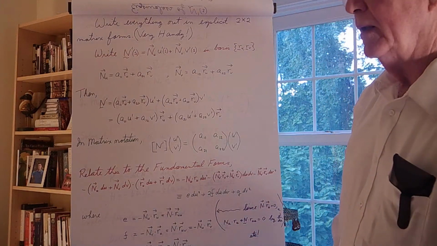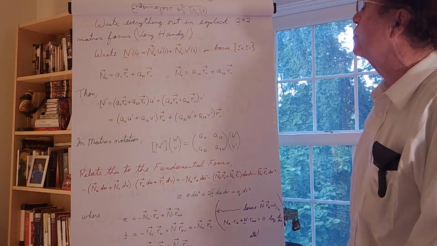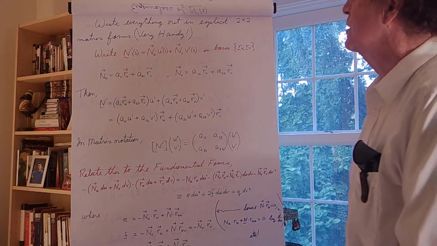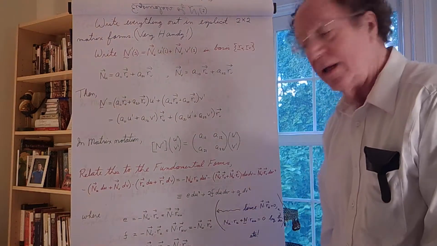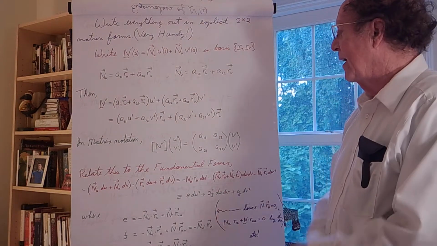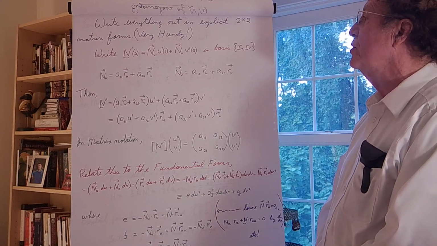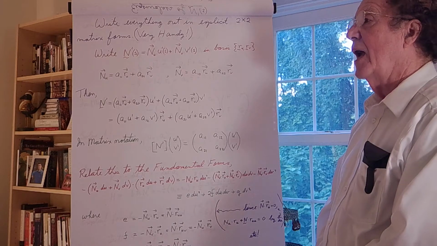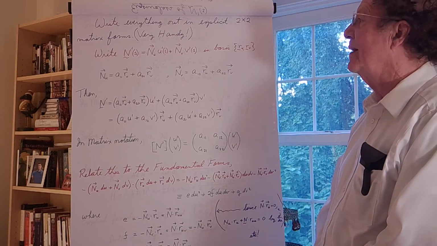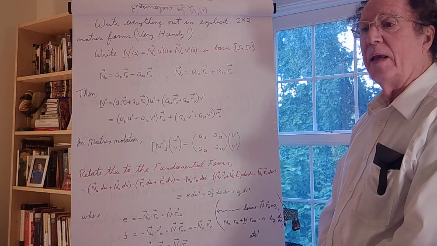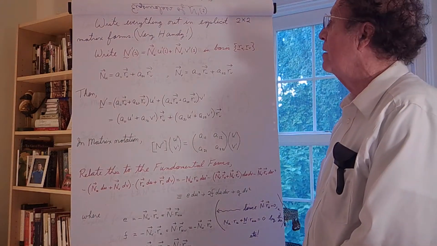So far this has been relatively abstract. Let's write out everything now as 2 by 2 matrix forms. Very handy, very straightforward, and bring it down to earth. Okay. So how would I do that? Well, I'll just use a standard basis and expand all of my vector algebra in that basis. And the natural basis, of course, is just going to be R sub u and R sub v.